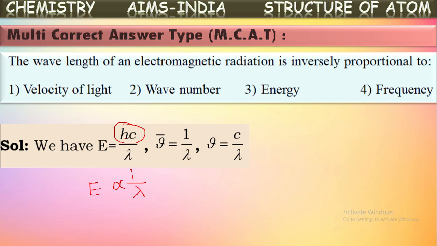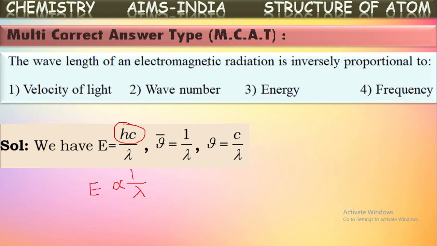Because in this equation E is equal to hc by lambda, h and c are constants. We know h is Planck's constant whose value is 6.625 into 10 to the power of minus 34 joule second. It is a constant. What about c? c is also a constant, called the velocity of light, whose value is 3 into 10 to the power of 8 meters per second. As these two are constants, if you remove the constants from the equation, we get the relation between energy and wavelength as E is inversely proportional to lambda.